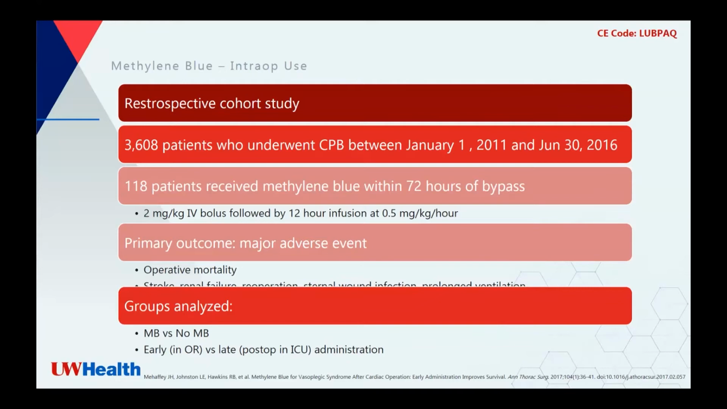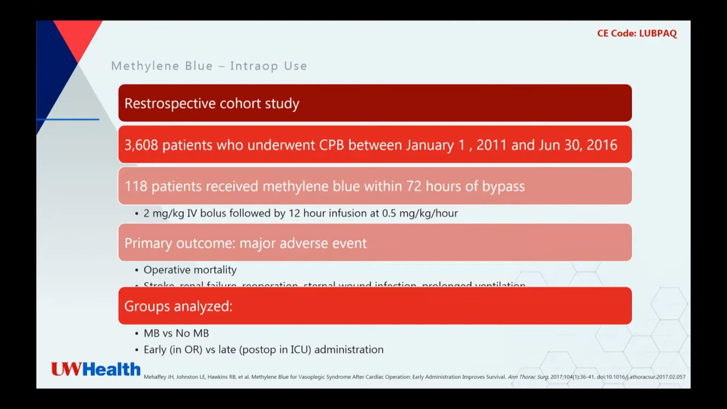The primary outcome was adverse events, which included a composite of operative mortality and, sorry, it's cut off a little bit here with the font change when I downloaded it, but the second part of the composite outcome was adverse effects like stroke, renal failure, reoperation, external wound infection, and they also included prolonged ventilation in that outcome.